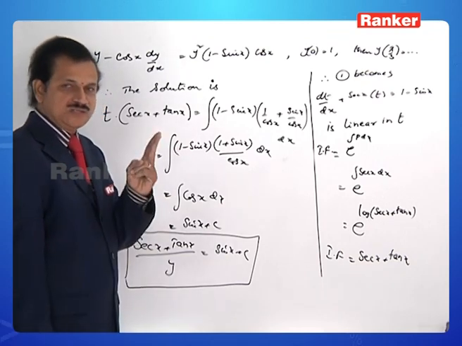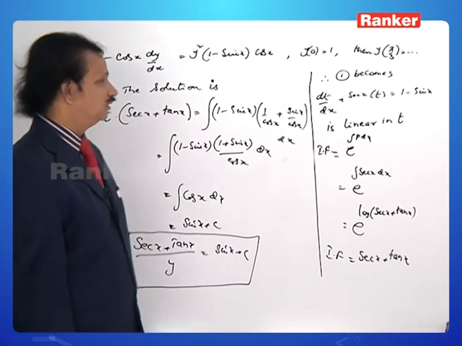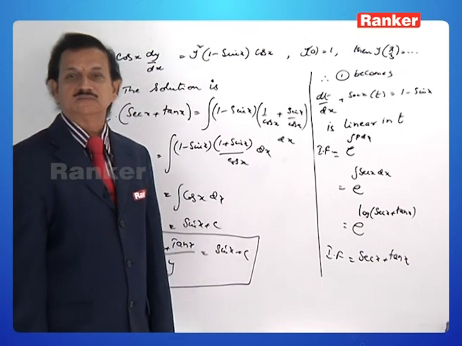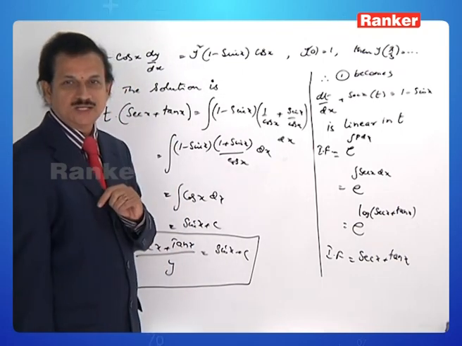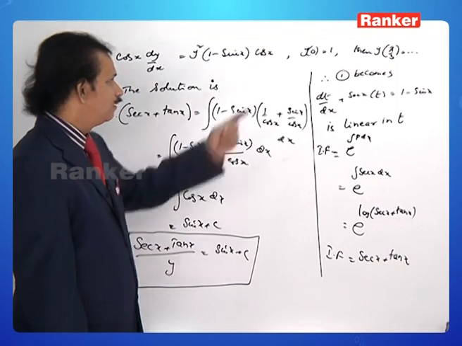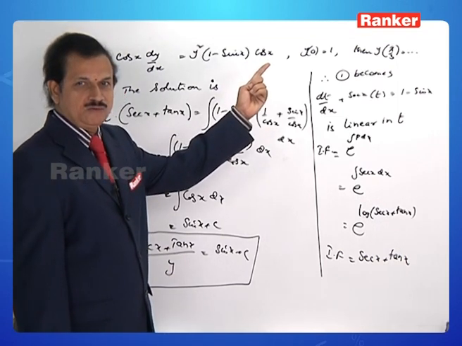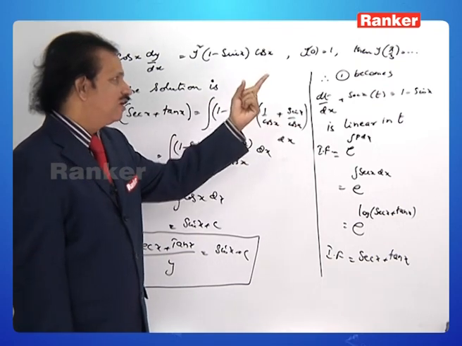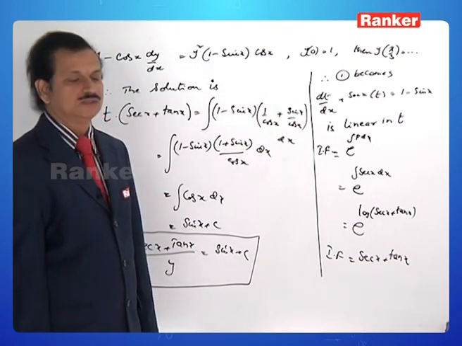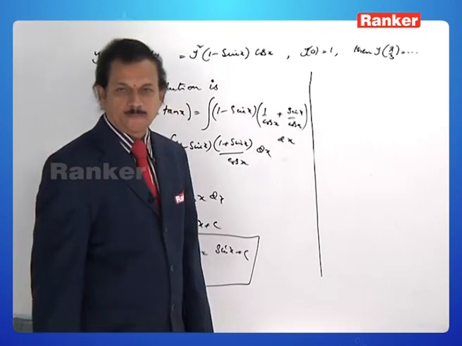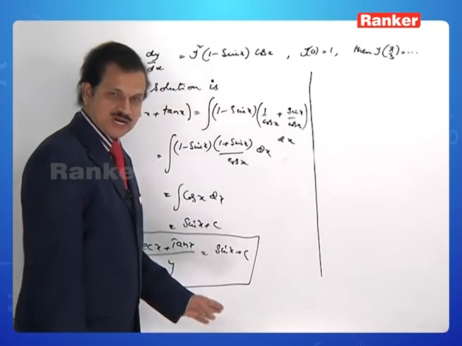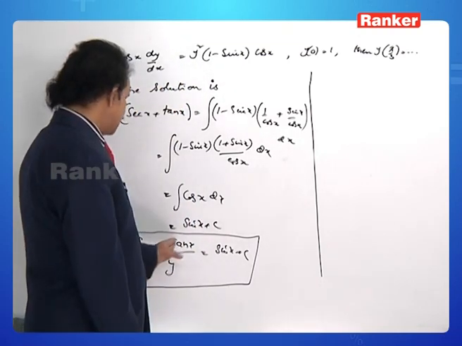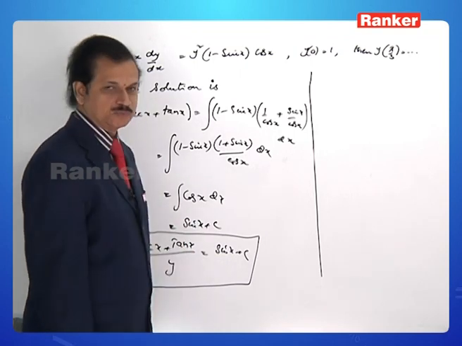Two more pieces of responsibility are laid on our shoulders. What do you want to do? We want to make use of y of 0 is 1 to find c, and secondly, we want to find y at pi by 3. Good. Well, friends, we have the solution before us. The solution is secant x plus tan x by y is equal to sin x plus c.